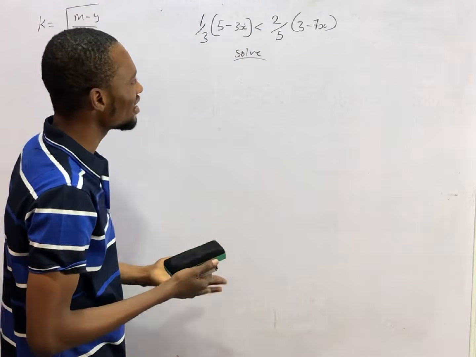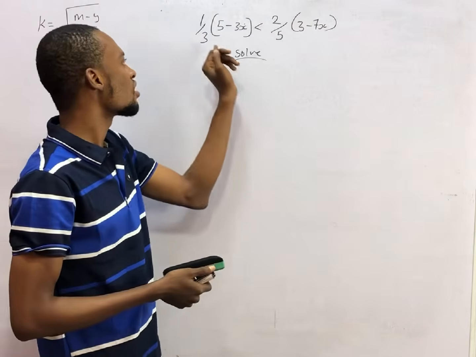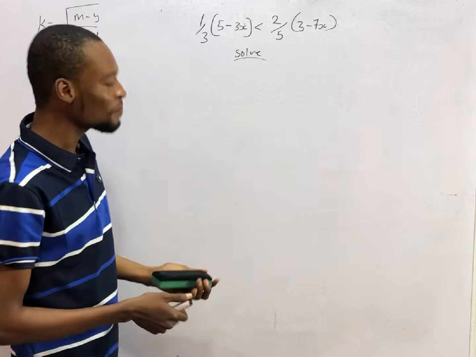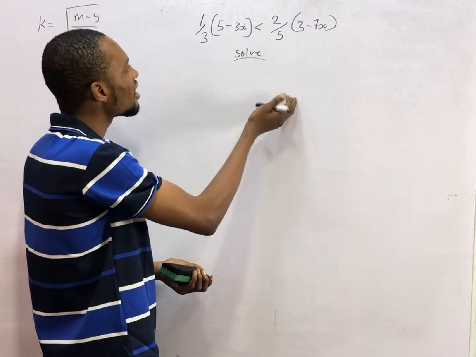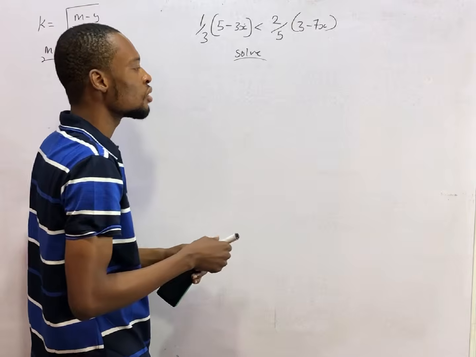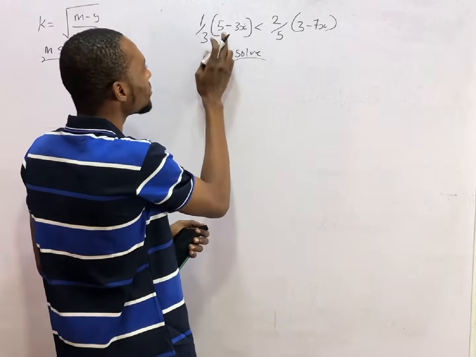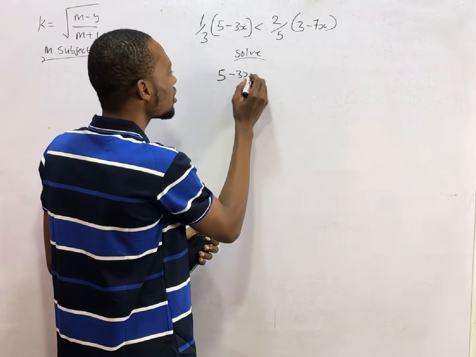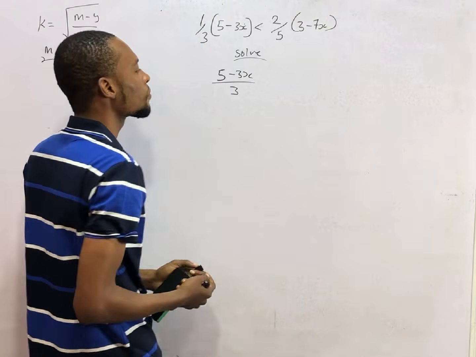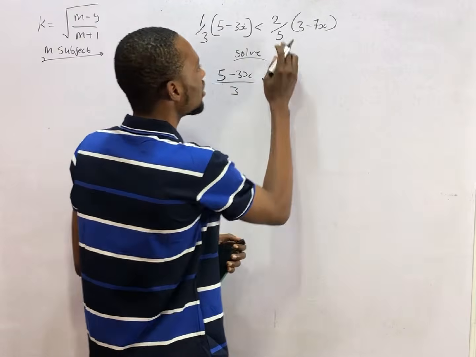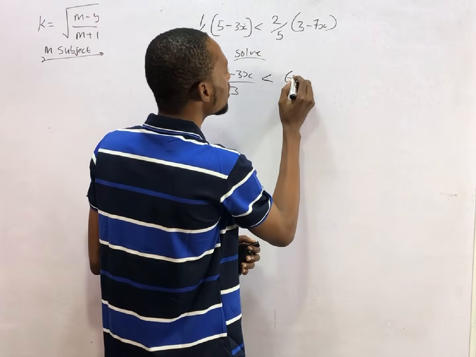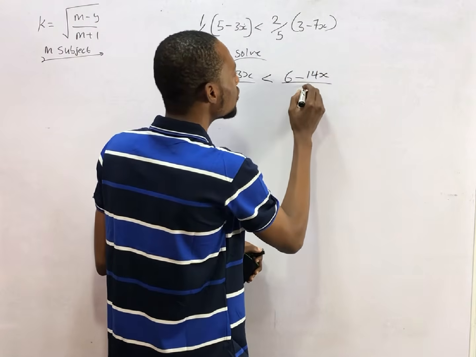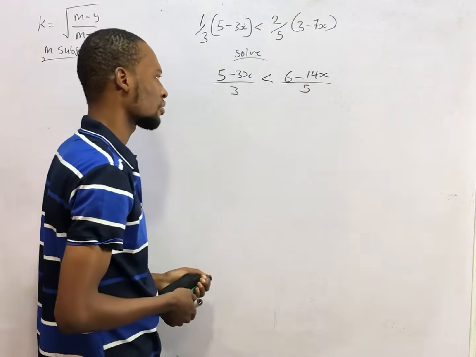This is an easy tip. When you are given a fraction and you are using it to multiply any bracket, you simply use only the numerator to multiply. Everything will still be over the denominator. Here is 1 times 5 is 5, 1 times minus 3s is minus 3s, everything over 3 is lesser than, here 2 times 3 is 6, minus 2 times 7s, 14s, everything over the denominator, 5.